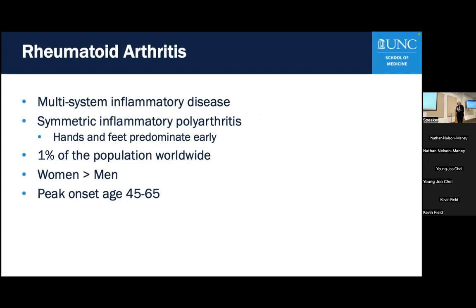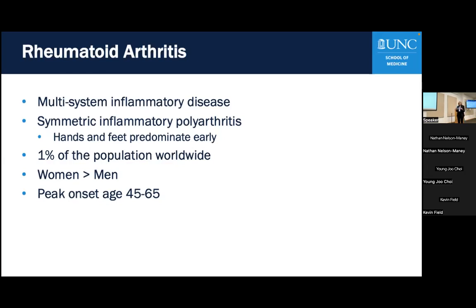So this is a multi-system inflammatory disease. Usually the first sign is a symmetric inflammatory polyarthritis in the hands and the feet. And so symmetry means both sides are involved. Inflammatory means there's signs of inflammation, which Nate talked to us about. And it's a polyarthritis, so there's multiple joints. Nate mentioned that there were many, many different kinds of arthritis, and each kind of arthritis sort of has its way of presenting. And so when I say a symmetric inflammatory polyarthritis, that really describes a patient with rheumatoid arthritis.